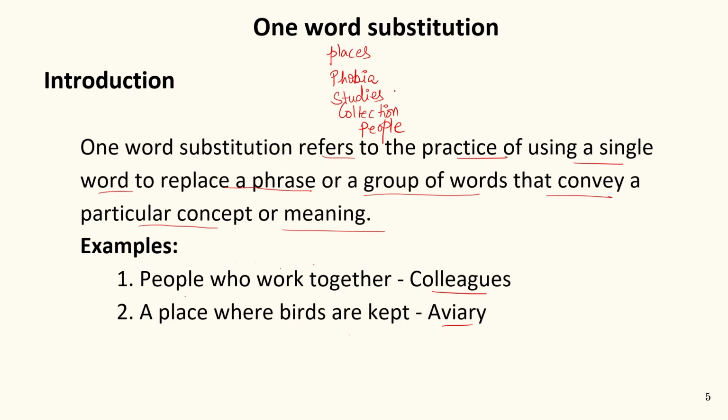Phobia, the fear of anything. For example, fear of water is known as hydrophobia. Fear of closed spaces is known as claustrophobia. So there are various phobias. Studies, for example, the study of animals, the study of plants, and so on. Collection, for example, the collection of coins, the collection of stamps. People, for example, a person who treats patients. There are many types of people. So these are the categories of one word substitution.